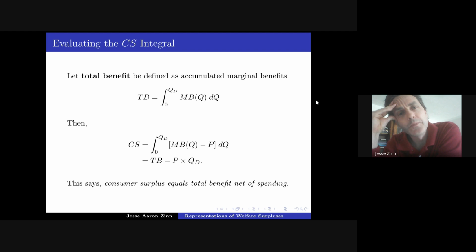If we define total benefits as the accumulated marginal benefits, so we're just summing up all the marginal benefits at each unit of output or each unit of consumption, then consumer surplus is the total benefit that consumers are getting from the output minus what they pay, the spending they spent on those goods. So that's one way we can define consumer surplus: instead of geometrically, algebraically, consumer surplus equals total benefit minus spending.